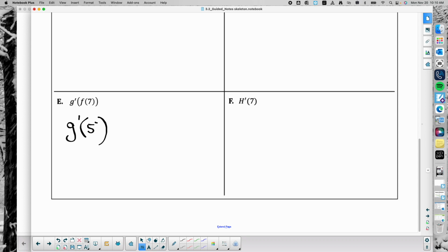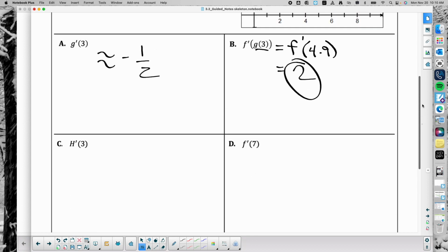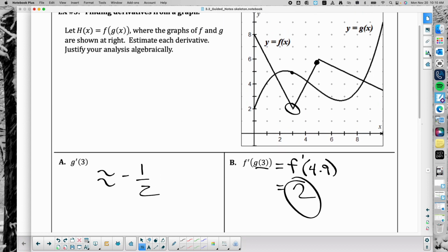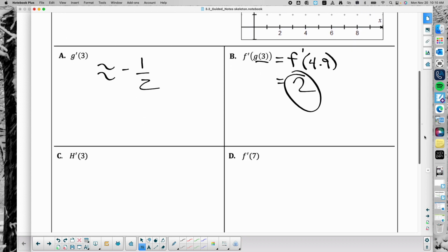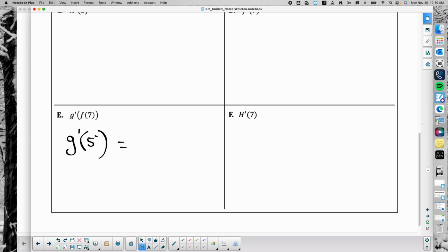So G prime of 5-ish would be the slope of the curvy line at 5. So at 5, it wouldn't matter if it's 5 minus or 5, it's going to be the same answer. I just need to estimate that slope. It's not quite a 40, let's just call it -1, because that is absolutely close enough. If you are asked to find the slope from a graph of a curve, you estimate it. If it's a straight line, it's easy to figure out, but a curve you estimate.